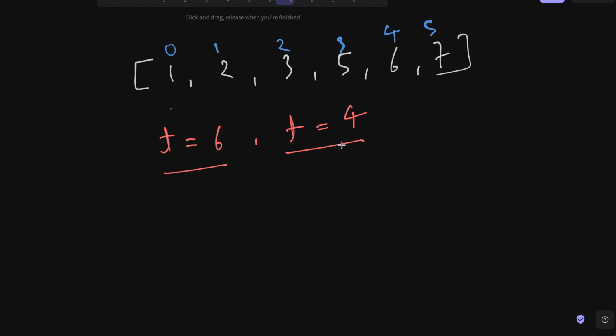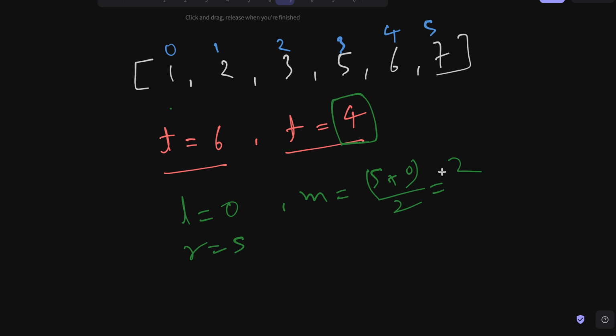Now let us try to understand how it will work for something that does not exist in the array. So then again, we have L equal to 0, R equal to 5, that is the last position. And then we have mid equal to (5 plus 0) divided by 2, which is 2. We are not taking decimal values, we are only taking the integer values. So here we see that 3 is basically less than our target, right? So what we will do is shift L to mid plus 1.